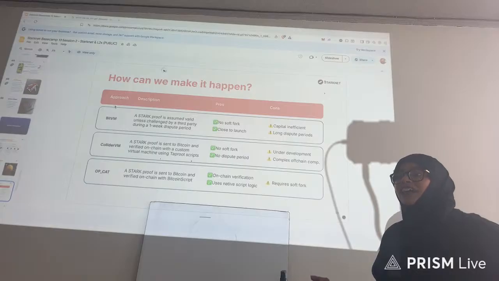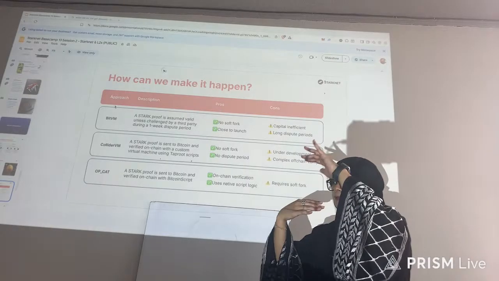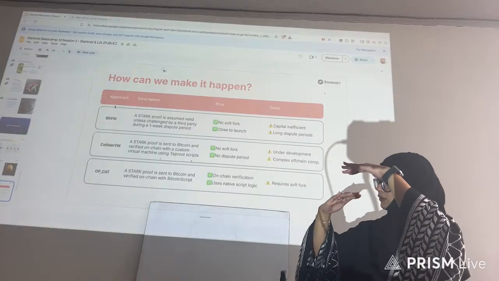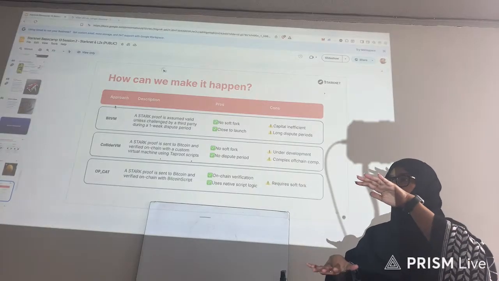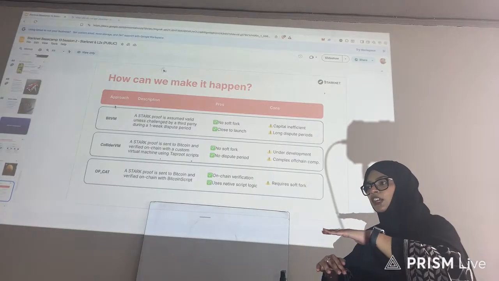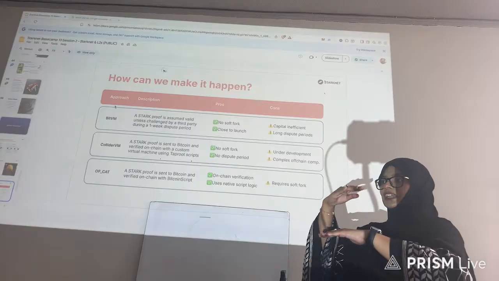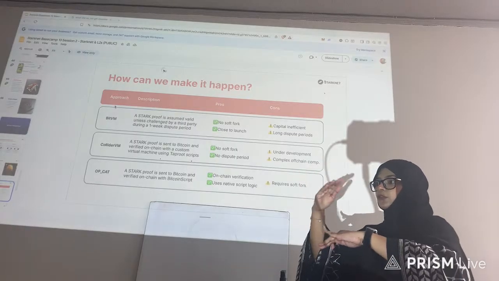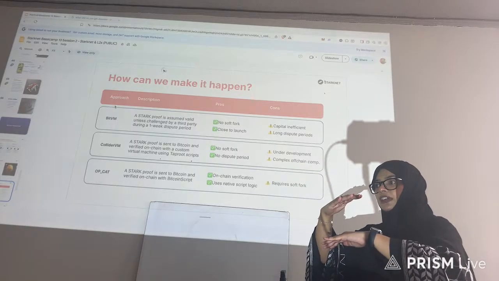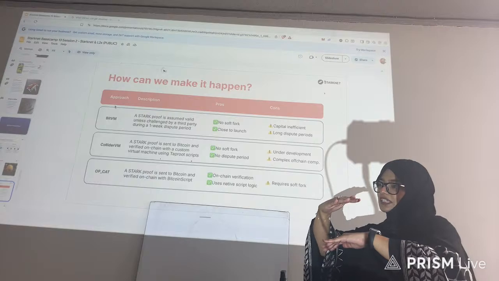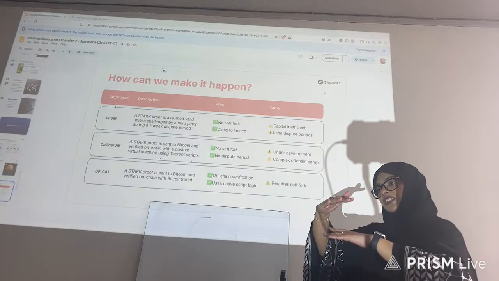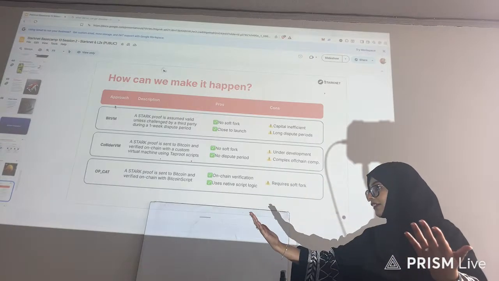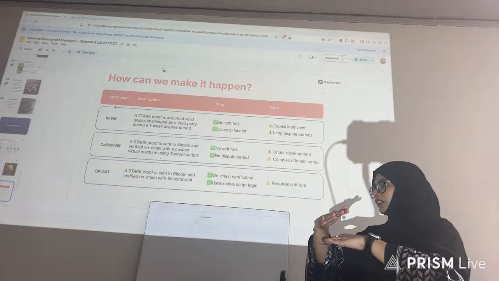So Bitcoin is written in a low-level programming language. Remember I talked about three layers: high level, low level, and then the binary code, right? Now it's written in a low-level programming language, whereas Starknet Stark proofs are written in a high-level programming language. Now let's say this person speaks English, but this person speaks French. They're not able to communicate with each other. That's why you need scripting.